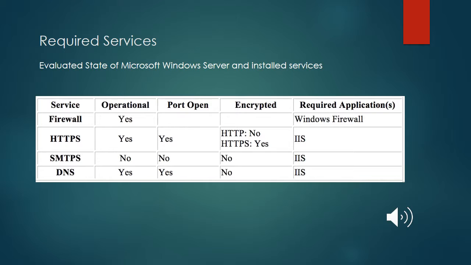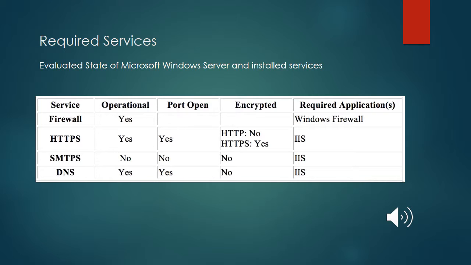As I move on, these will be the required services that were required to be installed on the Microsoft Windows server. The firewall was operational. The ports were fairly well opened. There were no block rules, and it's a firewall, so there's no encryption.